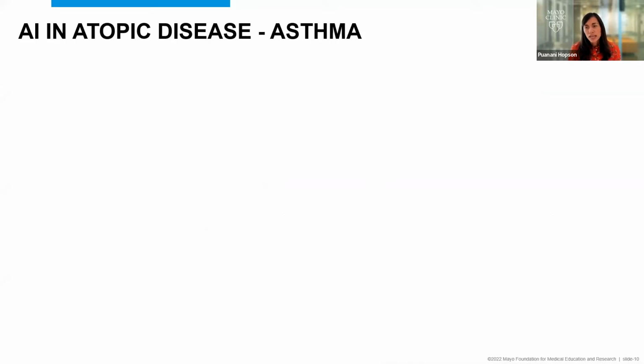So next is looking at atopic disease for asthma. Again, still holds that potential to improve your clinical diagnosis, but I think asthma is a little bit different than atopic dermatitis in AI, where there's possibility for wearable technology to improve monitoring and classifying disease severity.